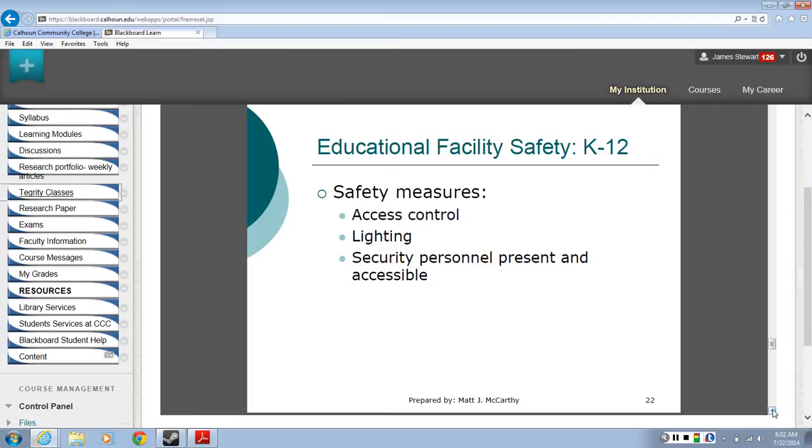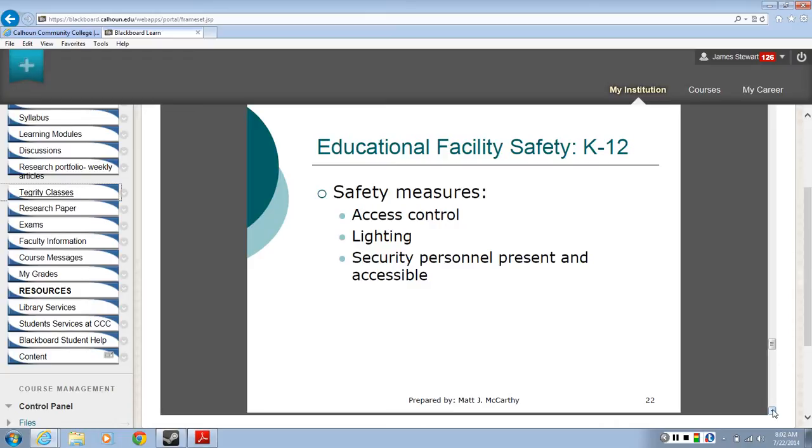Some of the safety measures you can take in schools, again, access control, proper lighting in the nighttime, make sure you have security people present and they are accessible. We've gone to school resource officers in many cases in the last several years, in a lot of secondary schools, and in post-secondary schools, even like Calhoun, we have our own police department.